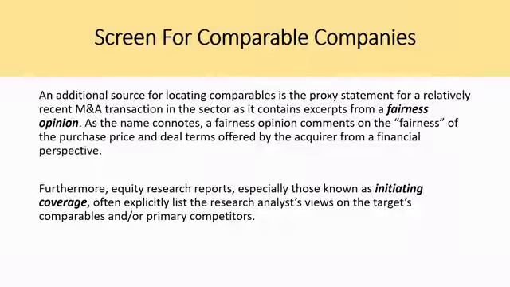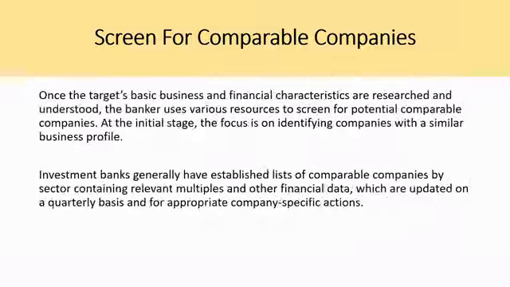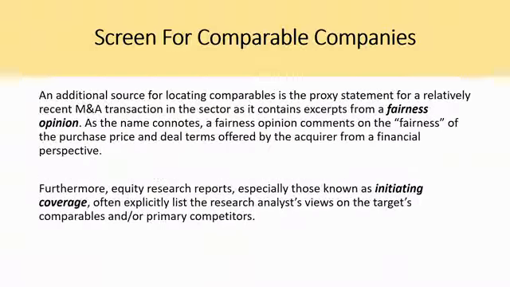Just reviewing them one more time, you can research yourself and determine what comparable companies make sense. You can also ask your investment bank and equity research department to see if they already have an existing list of comparable companies. You can also look at the fairness opinion of recent transactions in the M&A space, or you can read other equity research reports provided by other investment banks that have initiated coverage on the respective target to see what they consider to be the primary competitors for that company.